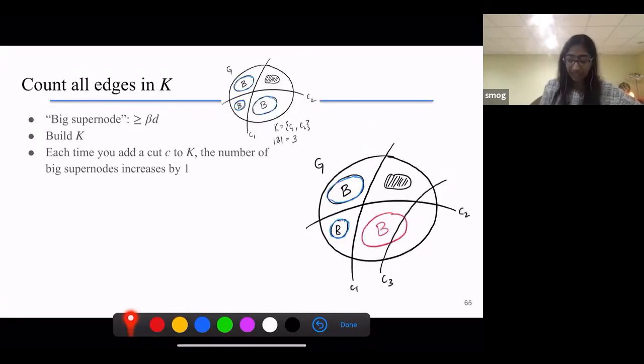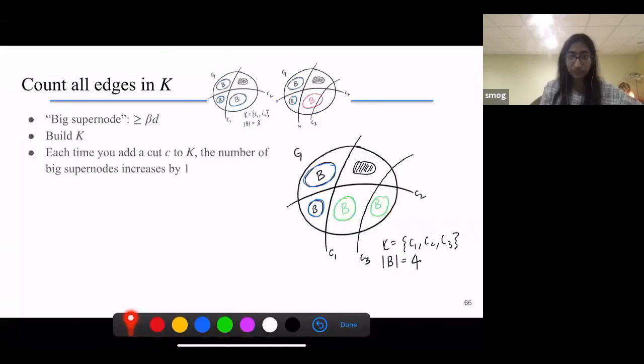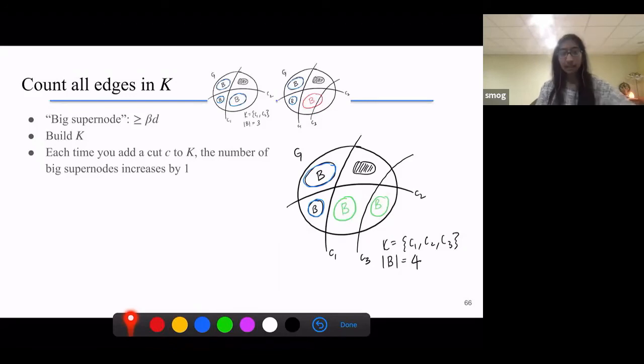And let's see what happens when we add a cut to K, say C sub 3. What C sub 3 will do is break a previous supernode and make 2 new big supernodes out of it, right? That was our criteria for adding C sub 3 in the first place. So from our tally of big supernodes from before, we subtracted 1 because we broke a supernode, but then we add 2 because we are guaranteeing 2 new big supernodes. And so in total, our count of big supernodes has increased by 1. So this is exactly what we wanted, right? At the beginning, we started with 1 big supernode, and every time you add a cut to K, you add a new big supernode.